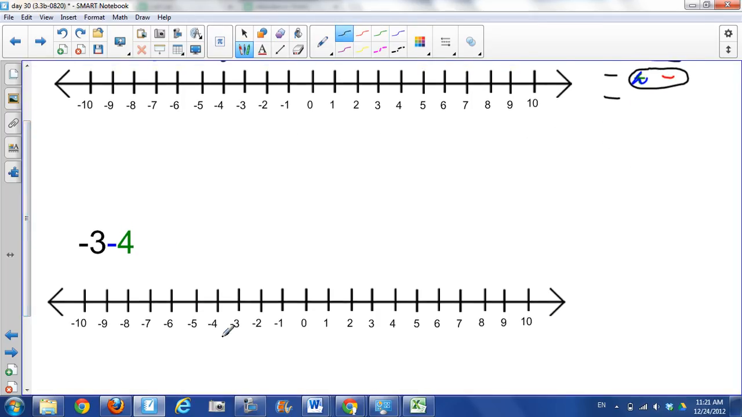All right. Negative 3 minus 4. We start at negative 3. And we subtract 4, take away 4. 1, 2, 3, 4. We end up at negative 7.